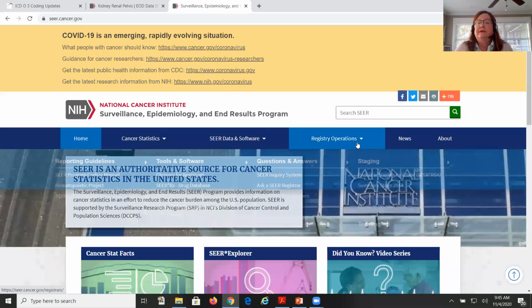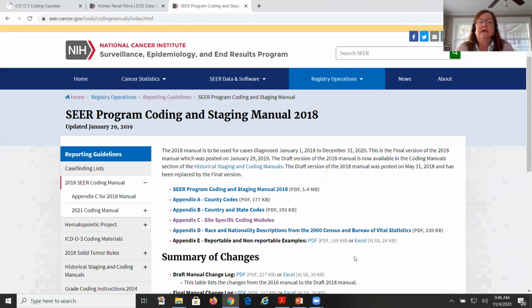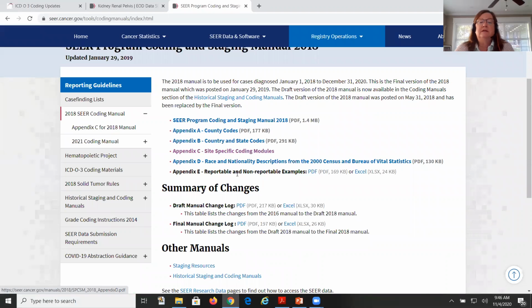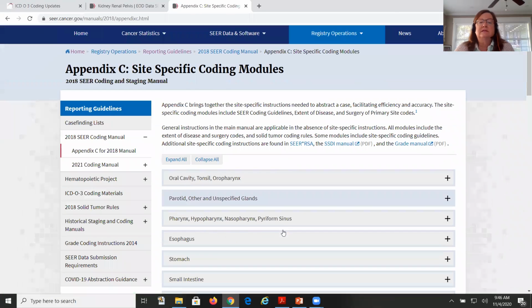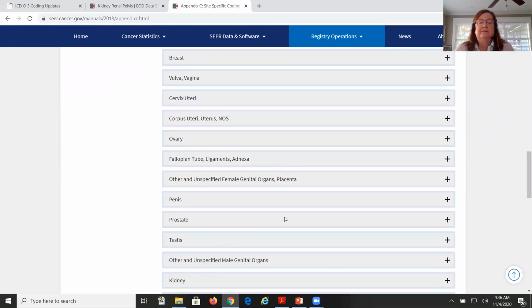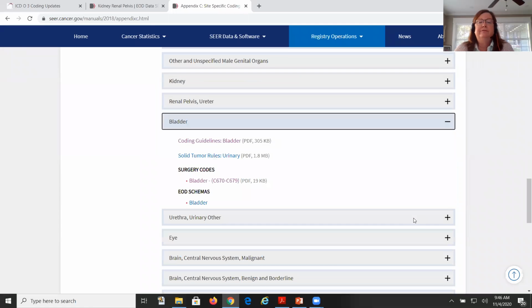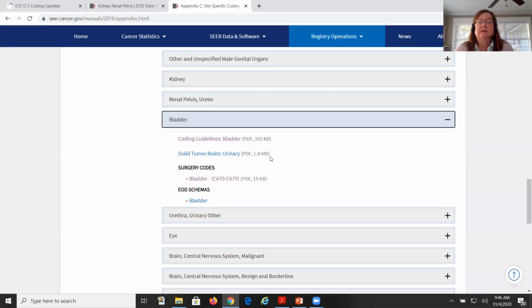To get to Appendix C, again hover over Registry Operations, go to the SEER Program Coding Manual and click there. Then you see a page that opens up where all the appendices for the SEER manual are listed. You would click on SEER Appendix C, and the listing appears by primary site. We're going to take a look for a second at bladder. You would open that up, and there you have the coding guidelines, as well as the solid tumor rules and the surgery codes and the EOD schema for bladder.